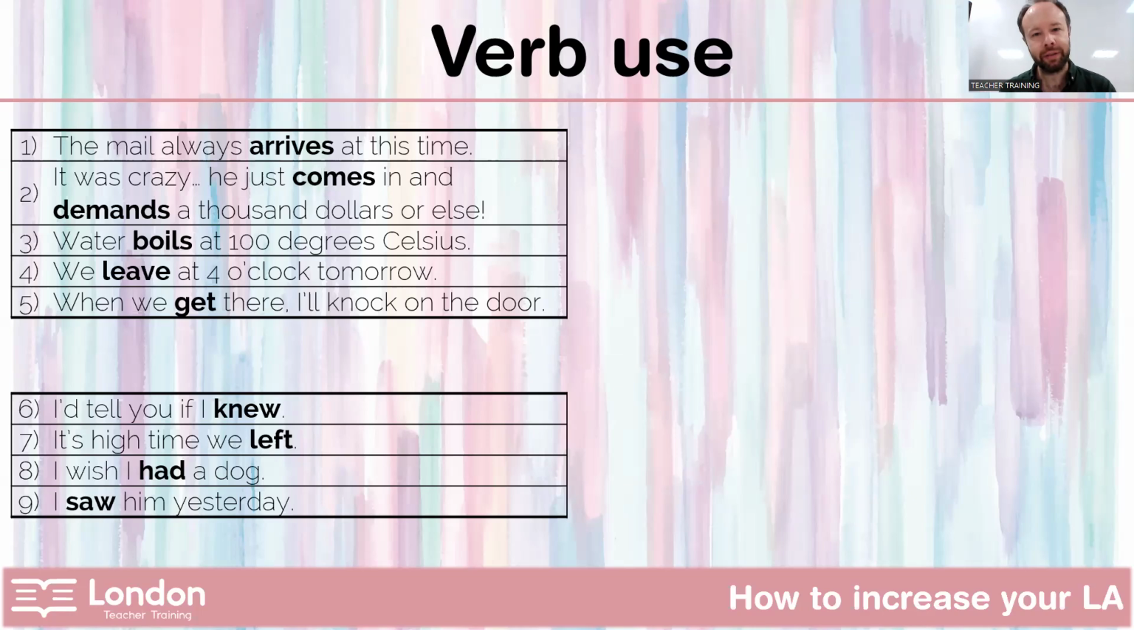So actually, I'll just give you 30 seconds to have a look at these, think about how the verb has been used, how the textbook or the course book might explain the grammar here. All right, so I'll give you 30 seconds just to look at these.